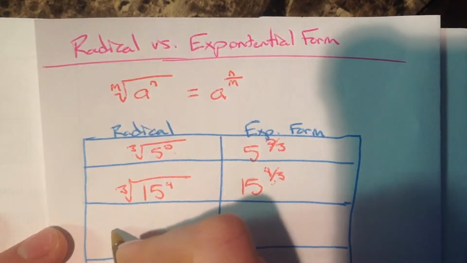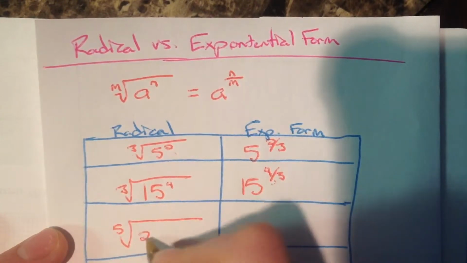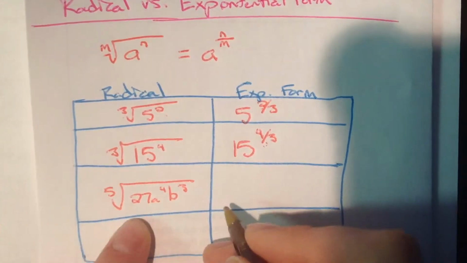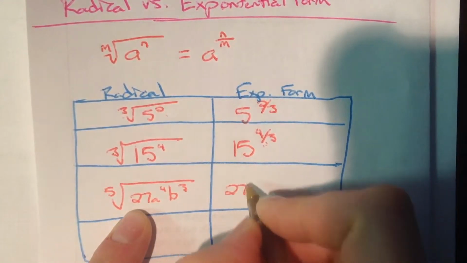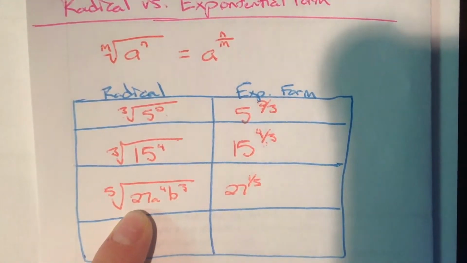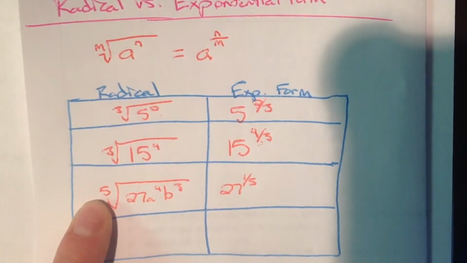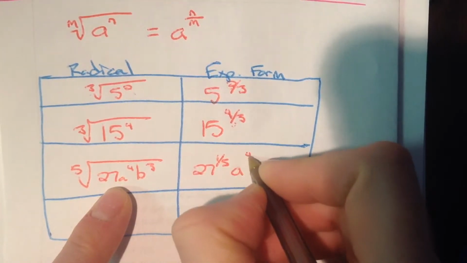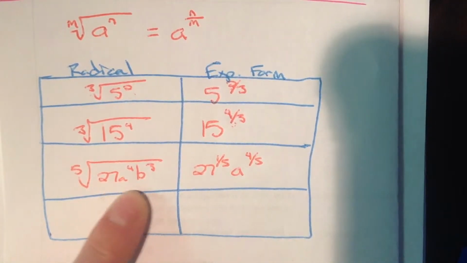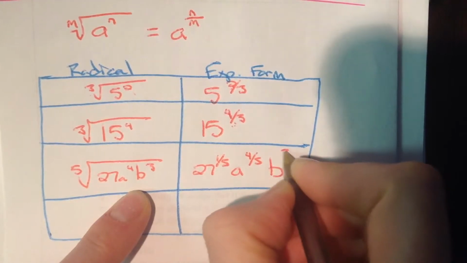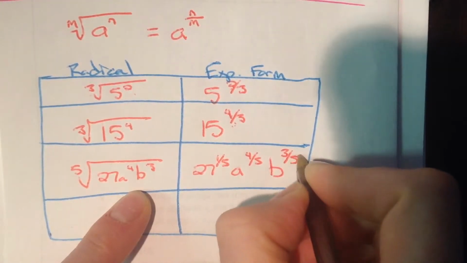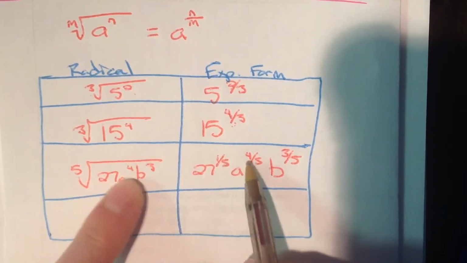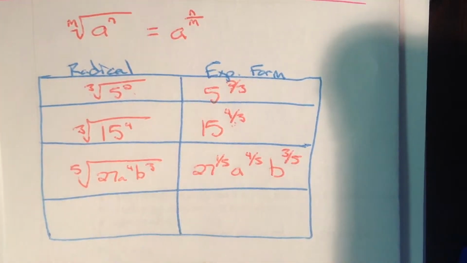So for example, the 5th root of 27a to the 4th b cubed, we can break this into 3 different things. We can say 27 to the 1/5 power, since it didn't have a power to begin with, it just has 1 over whatever the number on the radical is. A to the 4/5 power, and b to the 3/5 power. So each of them take up that 5 as their denominator, but depending on their power, it stays as the number on top.